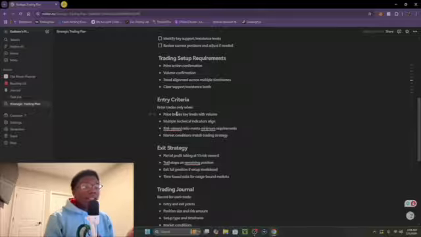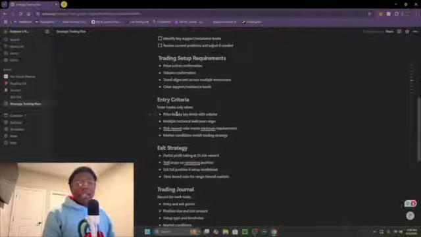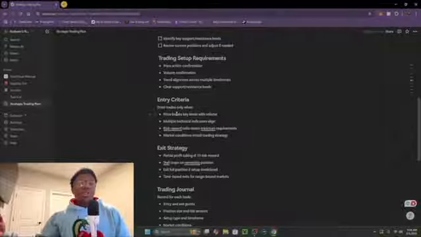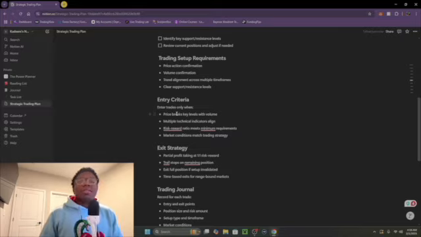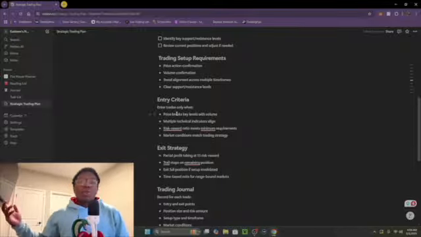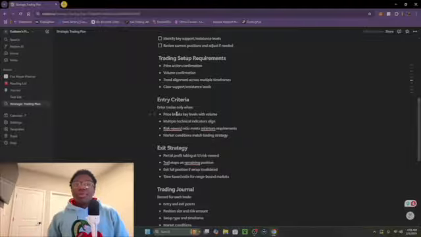Exit strategy. Where are you putting your stop loss? Are you putting it at the end of the zone? Or are you putting it at 10 pips, 30 pips, 30 points, 30 ticks, whatever the case may be? Where are you putting your stop loss, right? What is your minimum risk to reward ratio? If price goes into a 1-to-1, are you moving the stop loss to 50%, break even? Whatever the case may be.